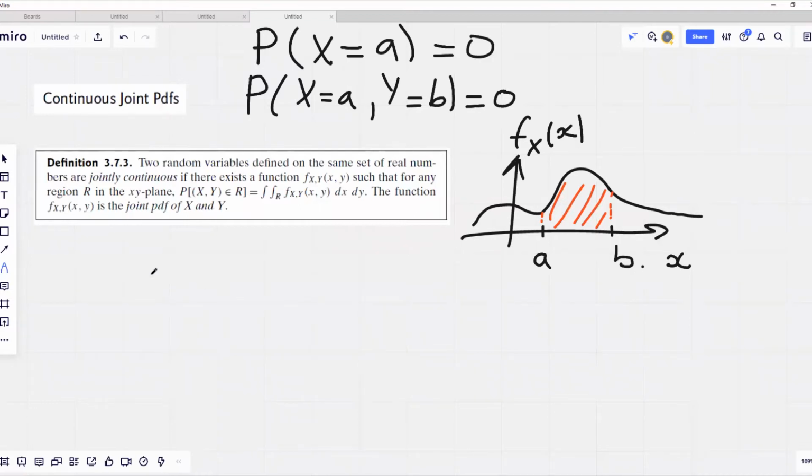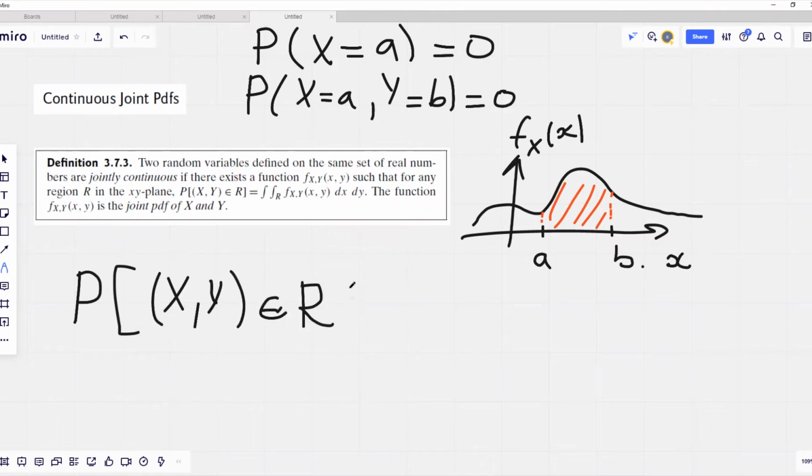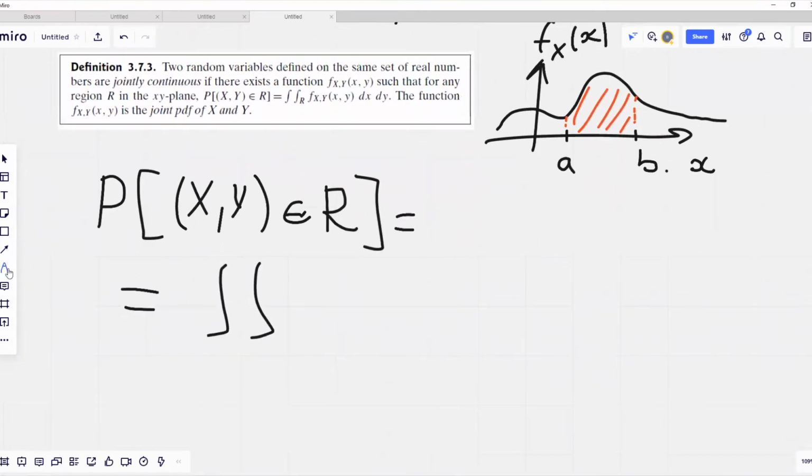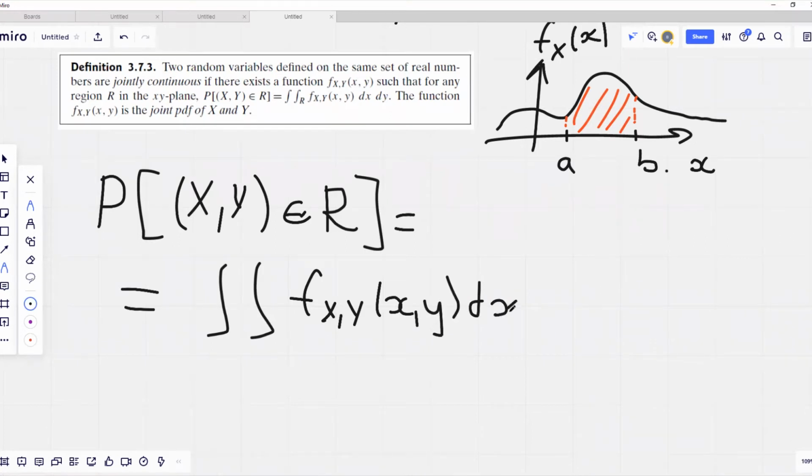Now, in a bivariate continuous case, we'll be looking for the probability that our random variables x and y will lie in some region of the x-y plane. Let's call that region big R. Then to find that probability, we'll have to find the double integral of the joint PDF of x and y such that x and y lie in that region R.